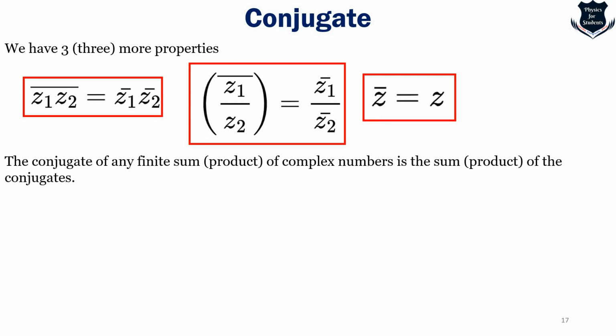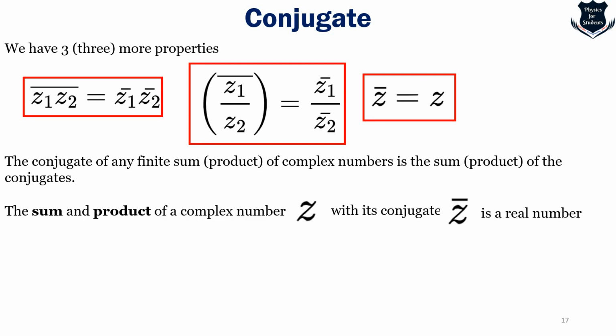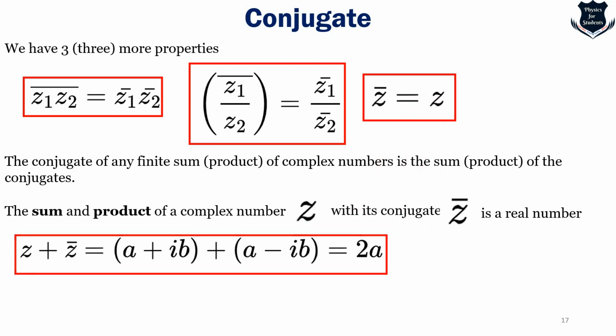So from here what we can deduce is that the conjugate of any finite sum or product of complex numbers is the sum or product of the conjugates. Let me give you an example. The sum and product of a complex number z with its conjugate will be this one, right? So this is something important.